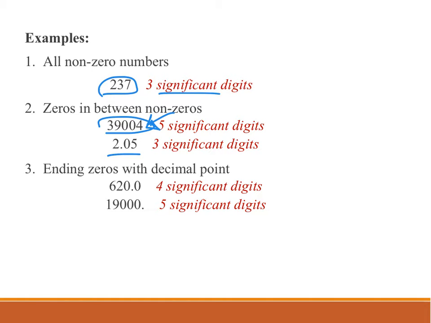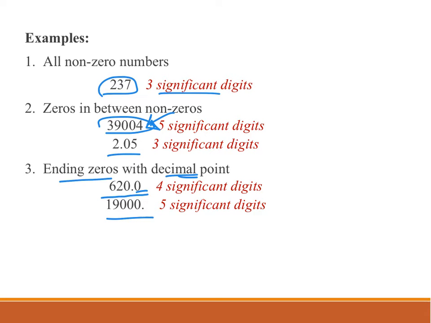And then our last ones, ending zeros or trailing zeros. When there is a decimal point, you do count them. So 620.0, that point 0 is important because in your measuring device, that tells you you're right precisely on the line, not a little bit beyond it. And so it is a significant digit.